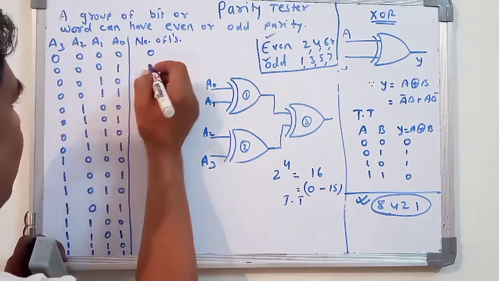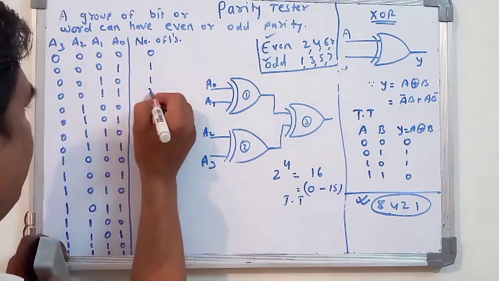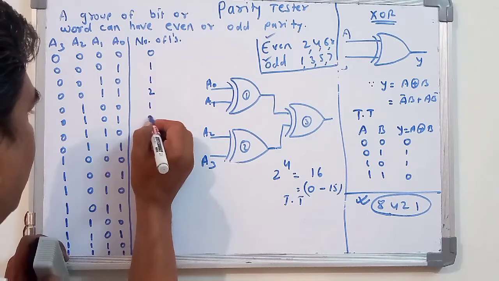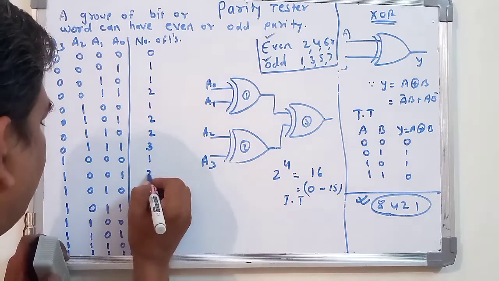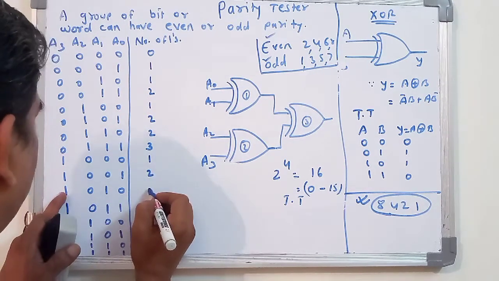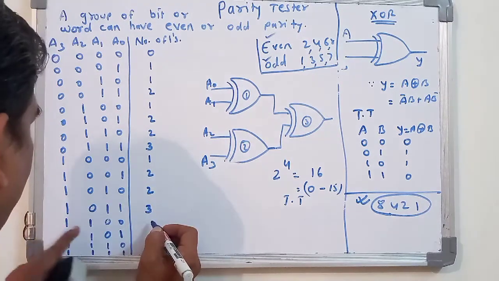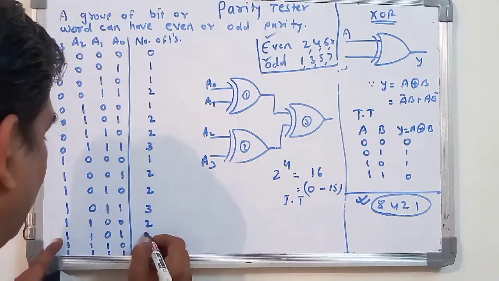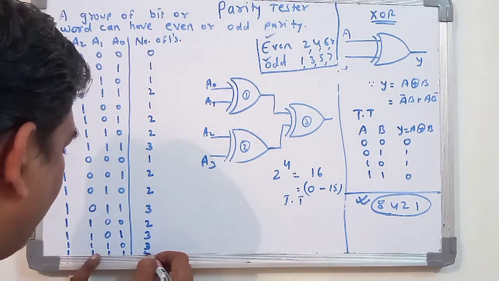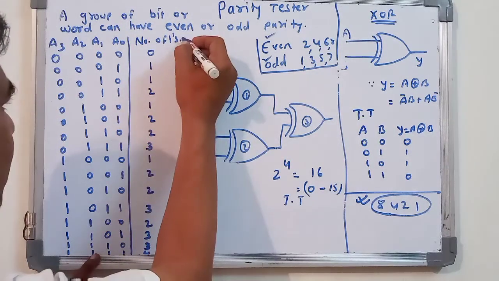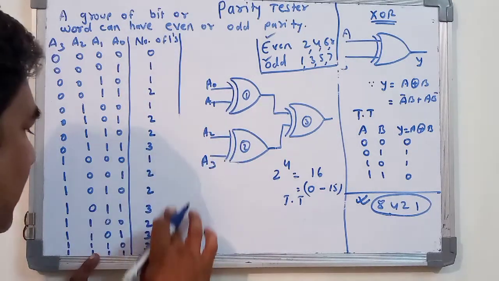How many ones are there? It is 1. How many ones are there? It is 1. How many ones are there? 2. Then 1. Then 2. Then 2. 3. 1. 2. It is 1010, it is 2. It is 1. It is 3, 1100, 2. It is having the value 3. It is having the 1, 3. It is having the 1, 4. In this way, we have marked how many ones are present in the table.